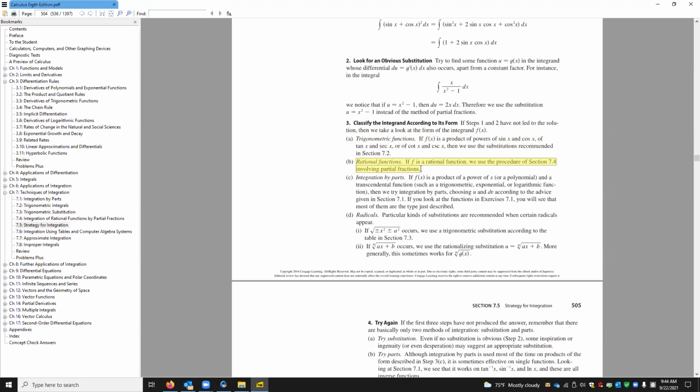If it's a rational function, a ratio of two polynomials, then you're going to use the mechanisms from 7.4. That may involve some polynomial long division if the rational function is not proper, or just straight up partial fractions if the rational function is proper.